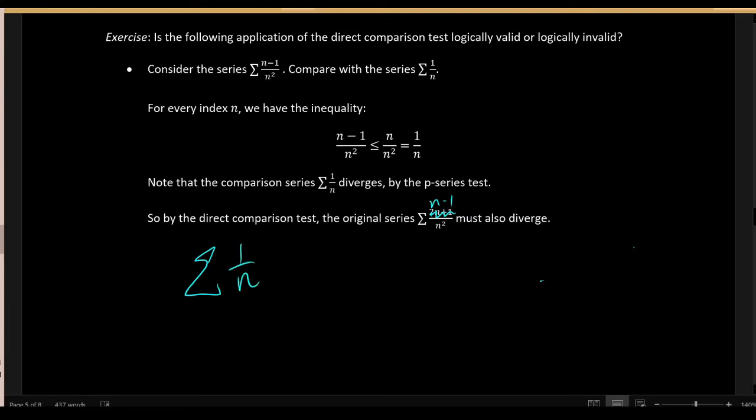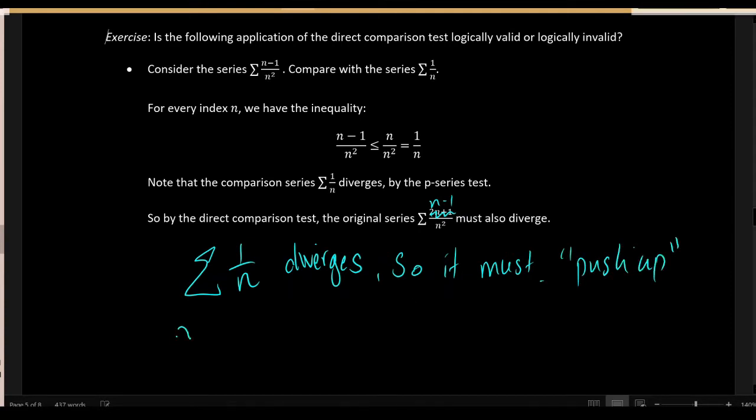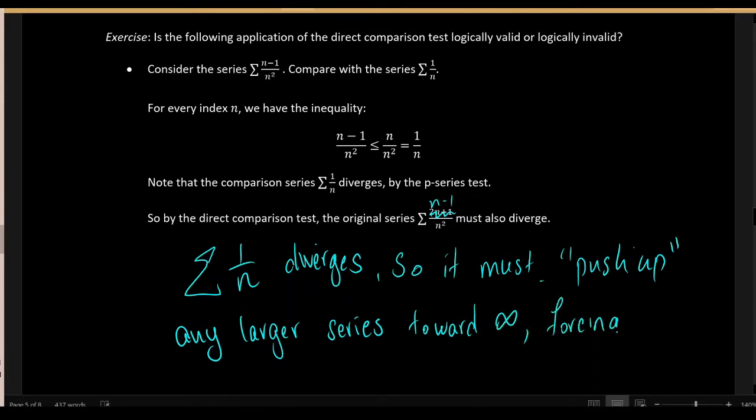Harmonic series 1 over n is known to diverge by the p-series test. So it must push up any larger series toward positive infinity, forcing any larger series to diverge as well.